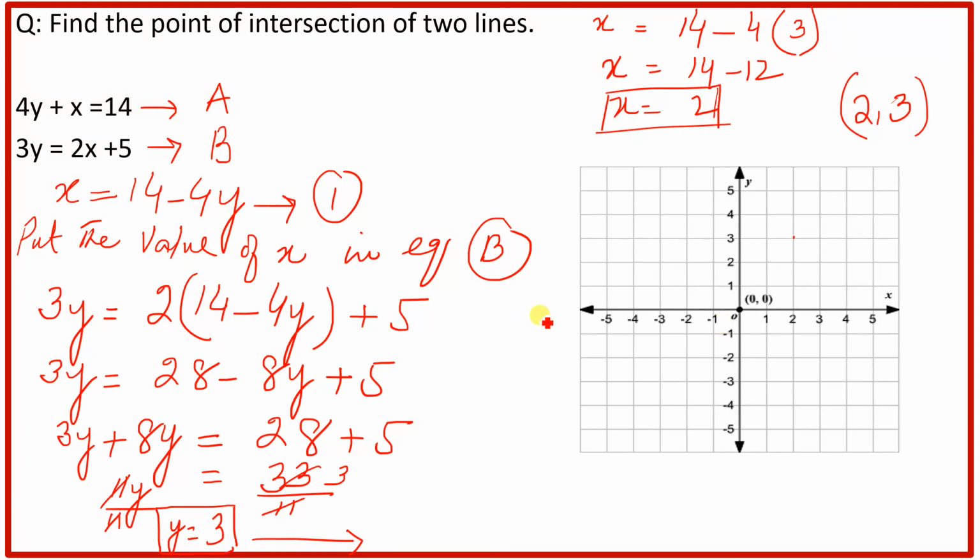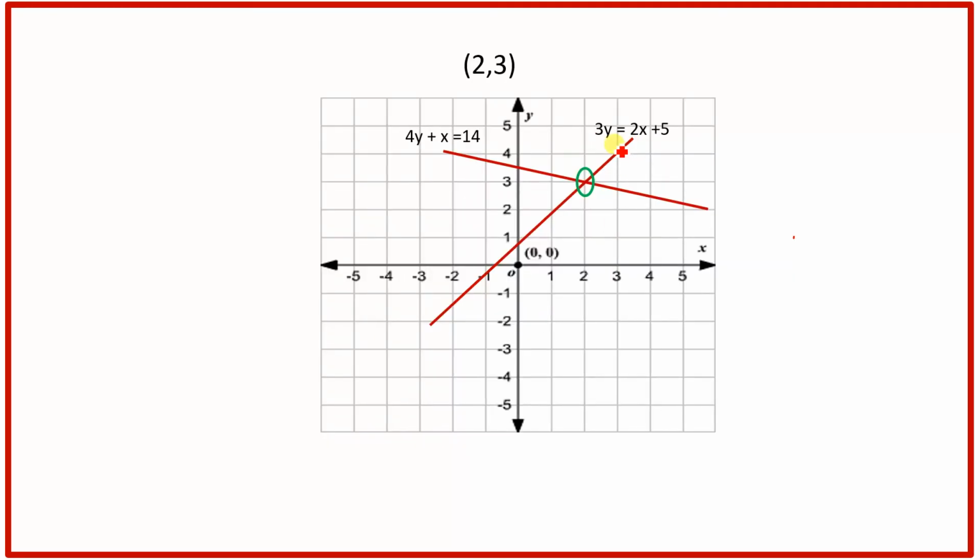Here I have made a graph for you. This is 3y = 2x + 5. This is the point of intersection. This is (2, 3). This is the point of intersection found with the help of the substitution method.